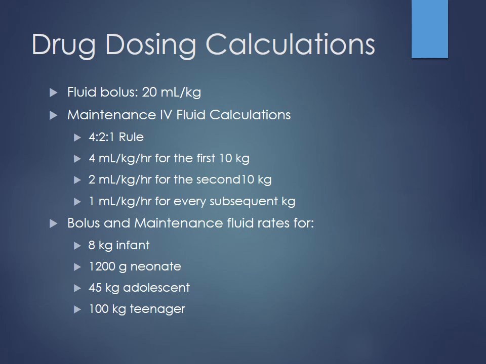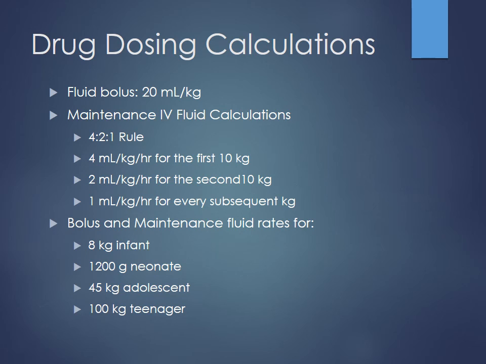And then how much is his maintenance rate? Right, because we did 4 times 8, which is 32. Perfect. So that'll be his maintenance rate. So you give him a 160 mL fluid bolus and then put him on a rate of 32 mLs per hour, and then that would be pretty good for him.